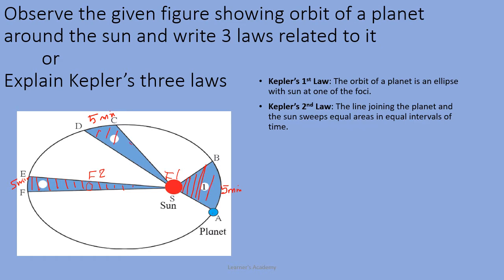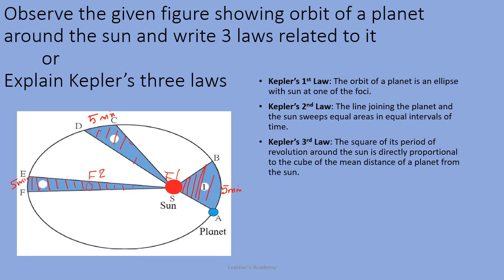The area of triangle SBA will be equal to the area of the triangle SCD, and this will be equal to the area of triangle SEF. So this was the second law. Very simple. Now we'll come to the third law. The third law states that the square of its period of revolution around the sun is directly proportional to the cube of the mean distance of a planet from the sun.